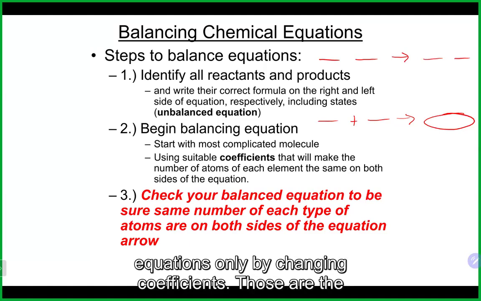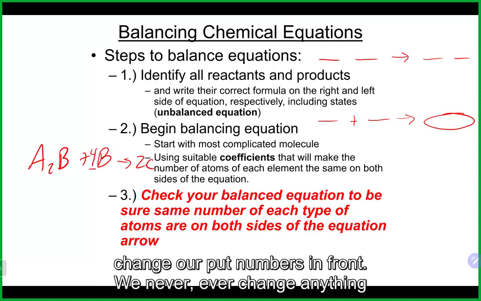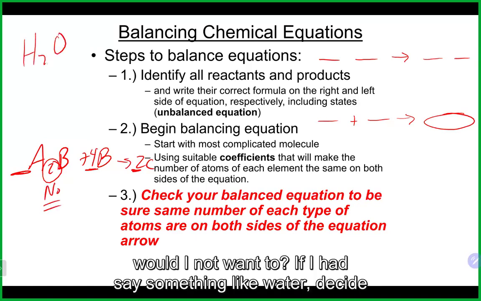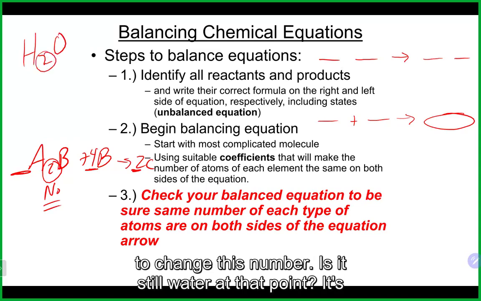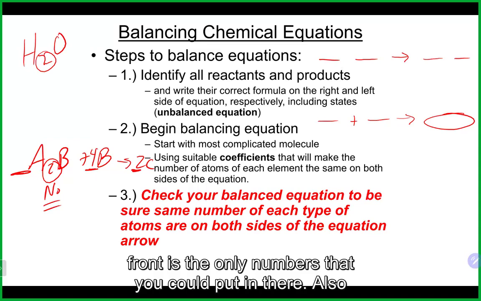We balance equations only by changing coefficients. Those are the numbers that come in front. So when we have something, we only change or put numbers in front. We never ever change anything that's a subscript. That's a no-no, so don't do that. Why would I not want to, if I had, say, something like water, decide to change this number? Is it still water at that point? It's not. You just change what it is. So only the numbers that come in front are the only numbers that you can put in there.